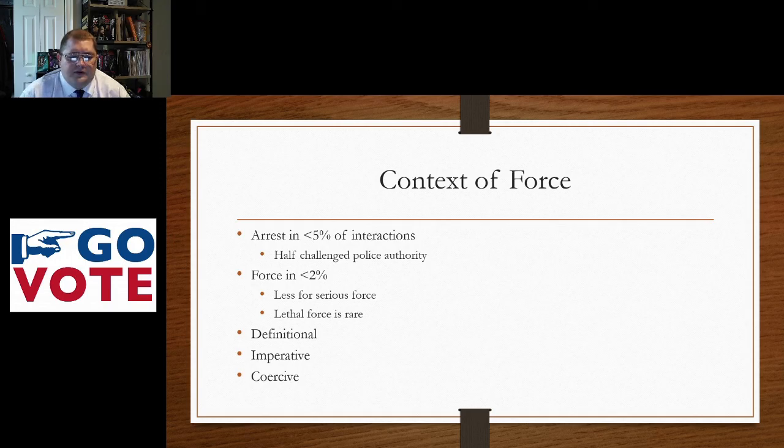Overall, we see about 2% of these interactions involving force, and less for serious types of force. Lethal force is extremely rare, although it is highlighted very heavily because of the seriousness that goes with it. But there are millions of police interactions every year, hundreds of thousands of arrests for felony charges, and very few of those instances result in lethal force being used.